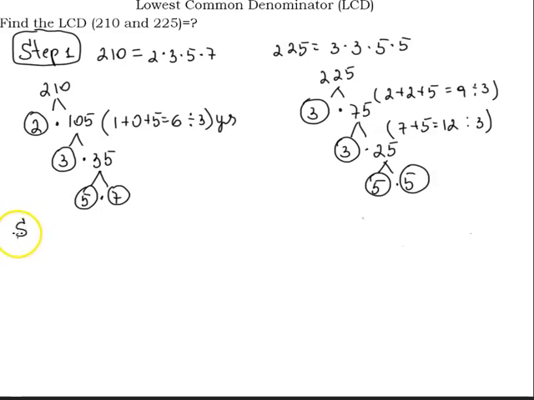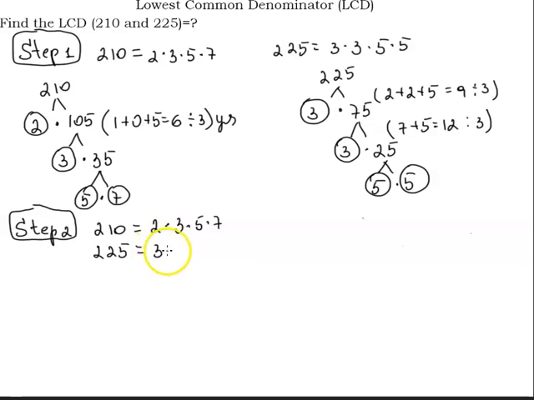I will be moving to step 2. In step 2, I will rewrite each number in factored form. So 210 is 2 times 3 times 5 times 7. And 225 right underneath as 3 times 3 times 5 times 5. Moving to step 3.